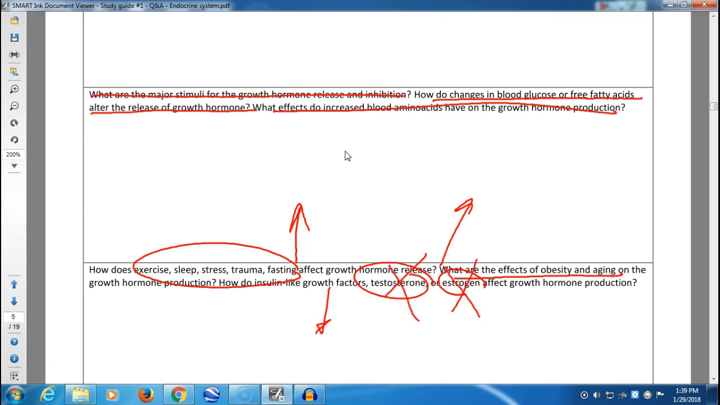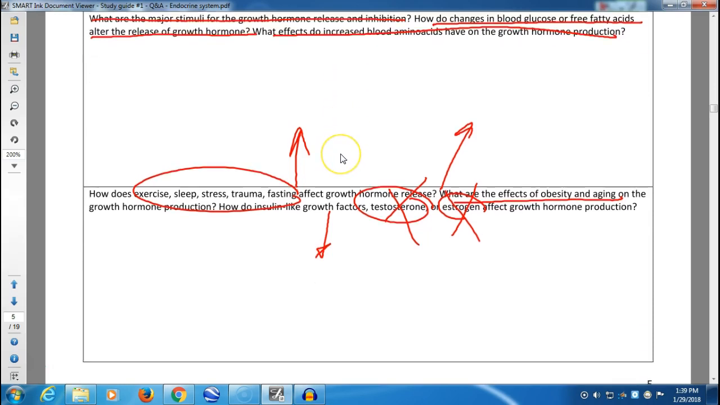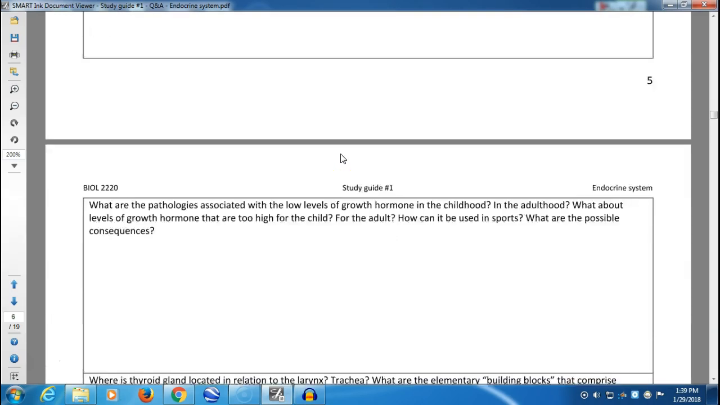Testosterone, estrogen, not yet. I'm not asking about this. Don't worry about testosterone, estrogen. IGFs, yes, absolutely. You have to know that IGFs inhibit growth hormone. Did I make myself clear enough?